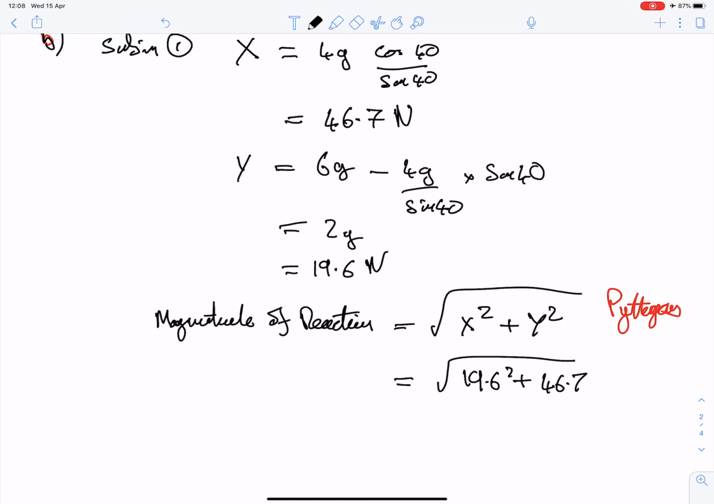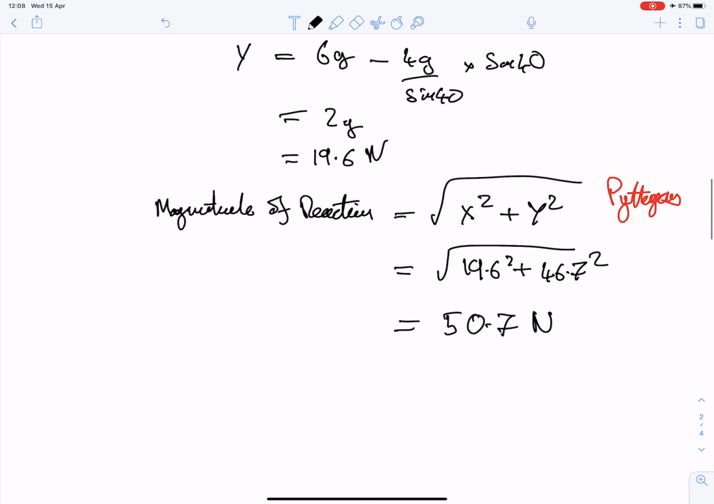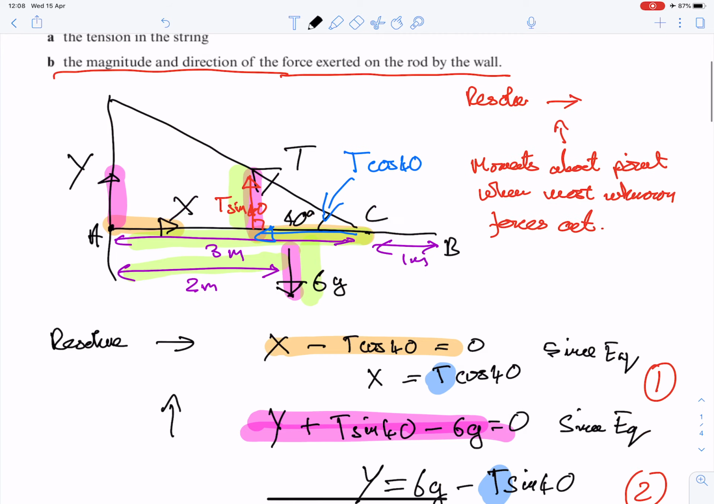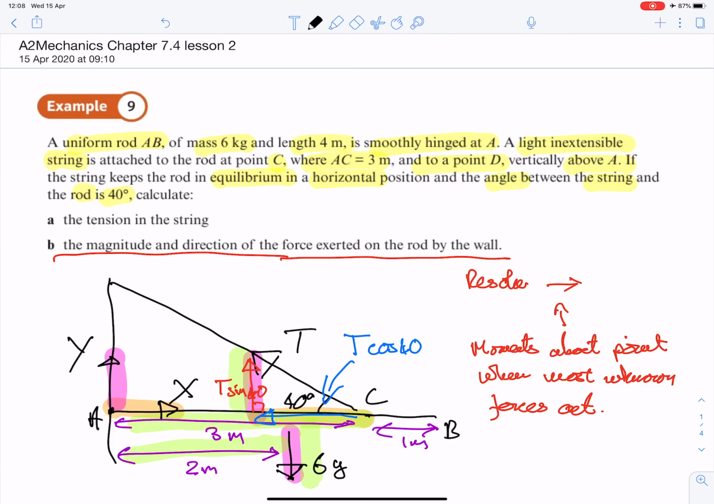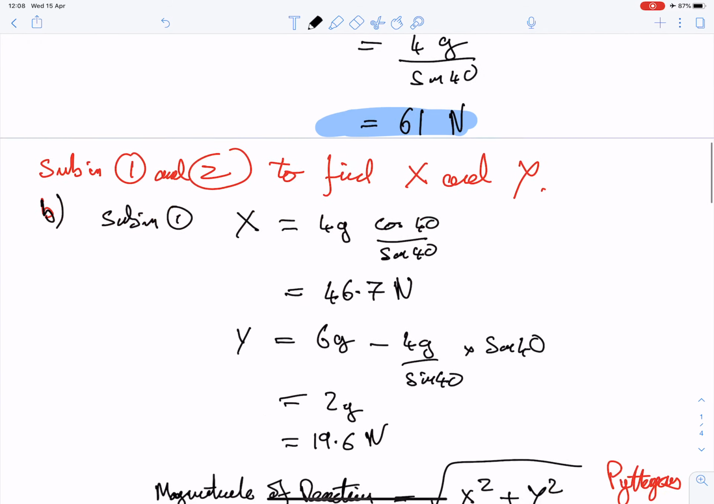Y? Well, Y is 6G minus T lots of sine 40. So minus 4G over sine 40, which is T, times sine of 40, which gives us 2g, which is 19.6 newtons. Okay, but that's not all. The usual thing, go back, read the question, check you've answered it.